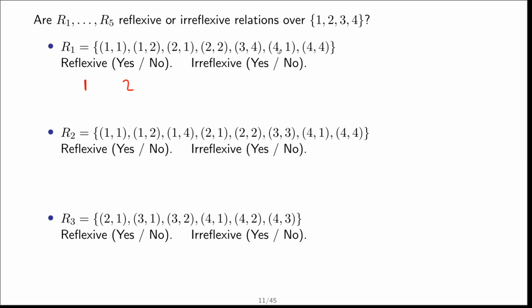1, 2, 3, and 4. You see you have the relation pairs (1,1), (1,2), (2,2), and (2,1), and then (3,4), (4,1), and then (4,4). Or the matrix looks like, well, I will draw it here.